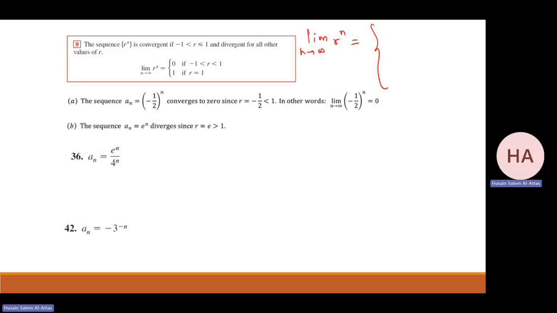Now, if r is less than or equal to -1, what will happen to the sequence? It diverges.